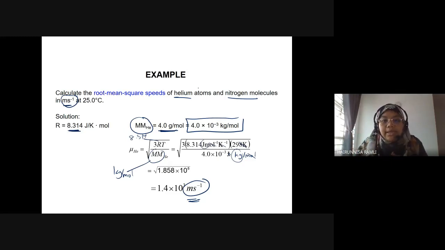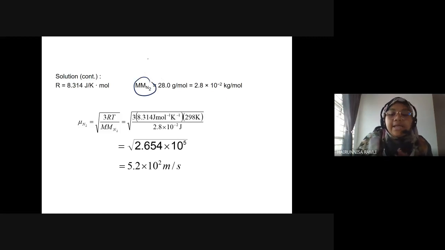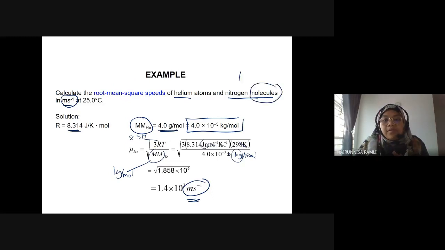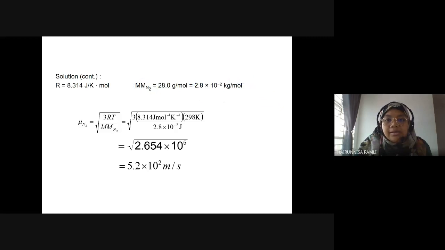And satu lagi, okay, this is helium, right? And then dia kata nitrogen molecules. Okay, for example, nitrogen. Okay, bila kita cerita pasal gas, dia memang ada mention about molecule. So of course this is N2, helium atoms, this is only helium. Kalau dia tak mention nitrogen molecules, but dia mention nitrogen gas sahaja, nitrogen gas, you have to remember that always gas nitrogen dalam bentuk dua atom. Maksudnya dia mesti N2. Okay, yang ramai selalu buat salah ni adalah bila dia lupa nak darab 2. Nanti dia buat nitrogen 14 je. So kat situ salah lah.